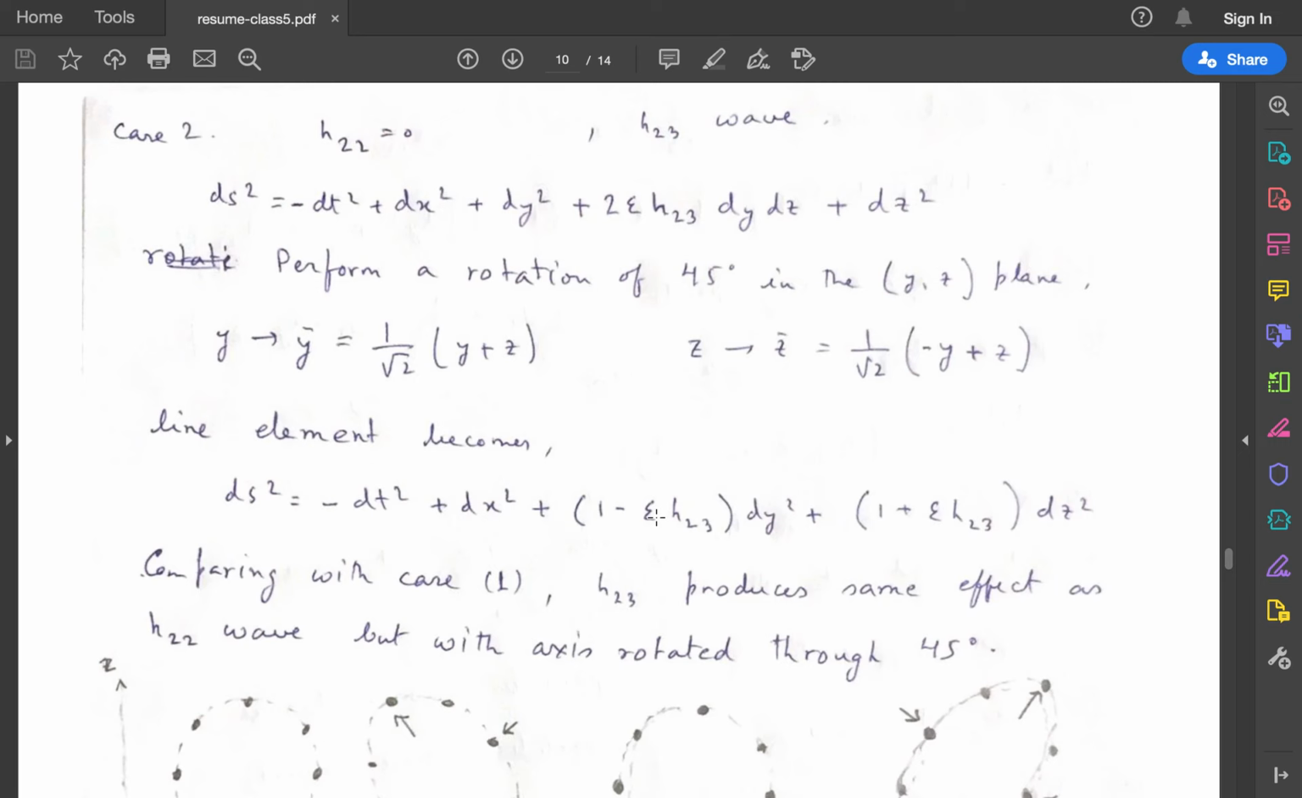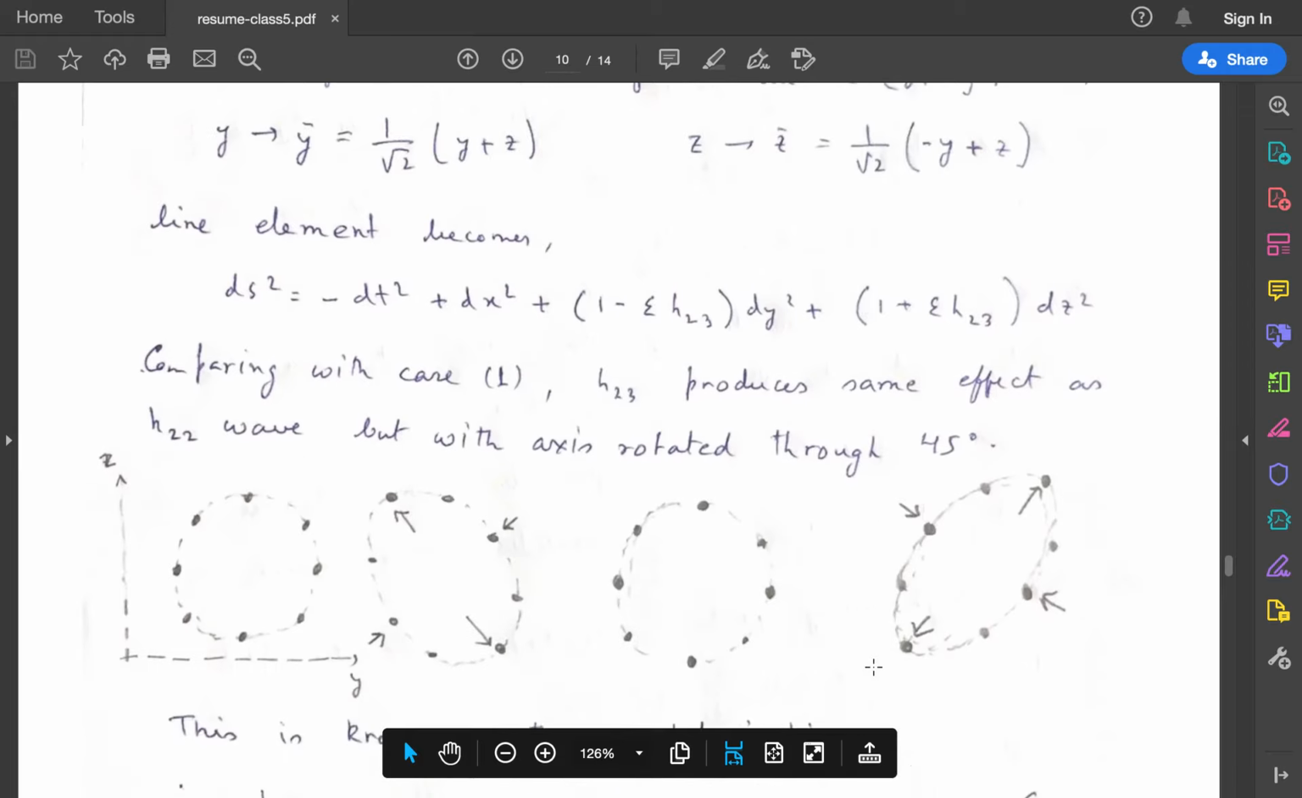If a gravitational wave traveling in the x direction hits particles lying in the yz plane, they will behave like in the previous case. However, there is only one difference compared with case 1. h23 will have the same effect as h22, however with the axes rotated by 45 degrees. So now let us see how this will look.